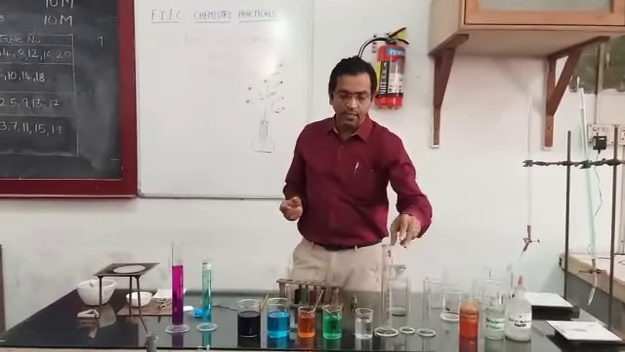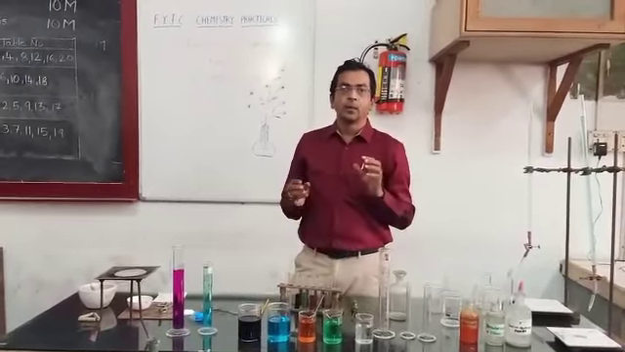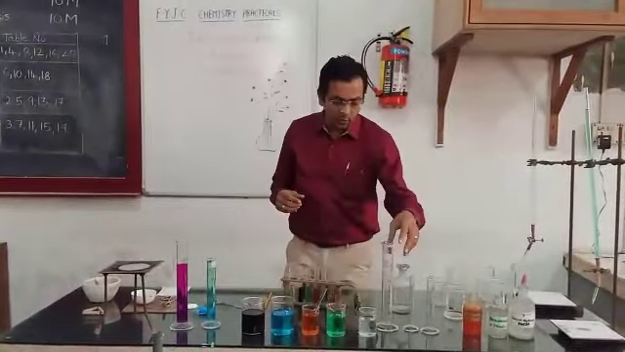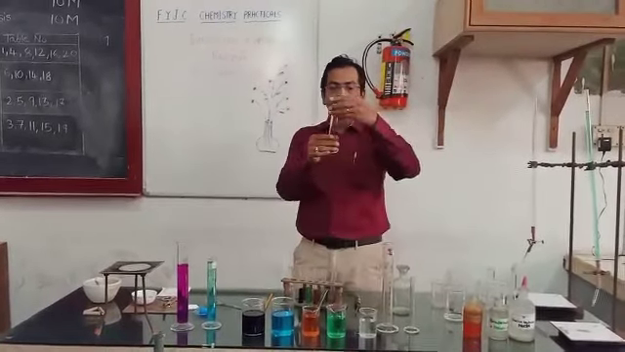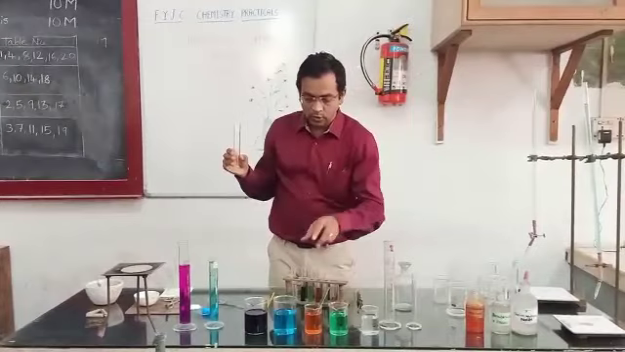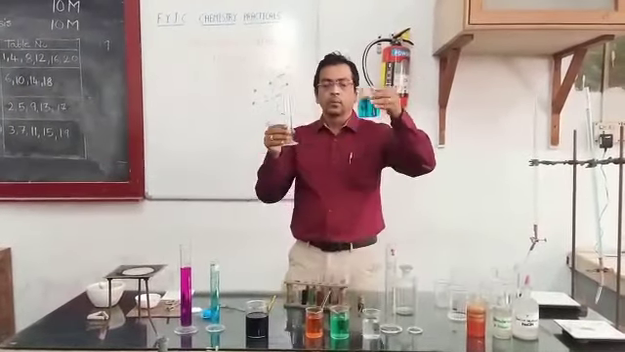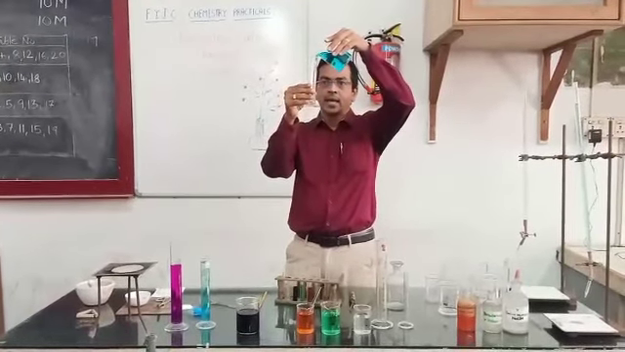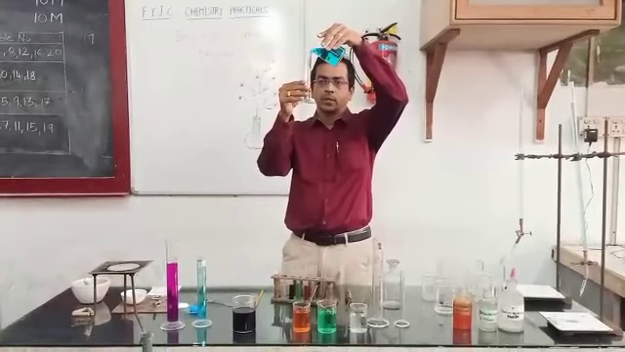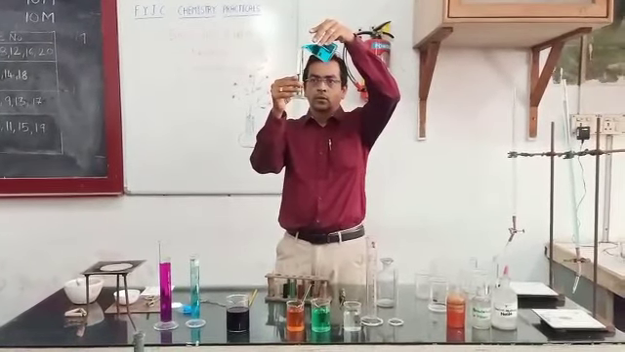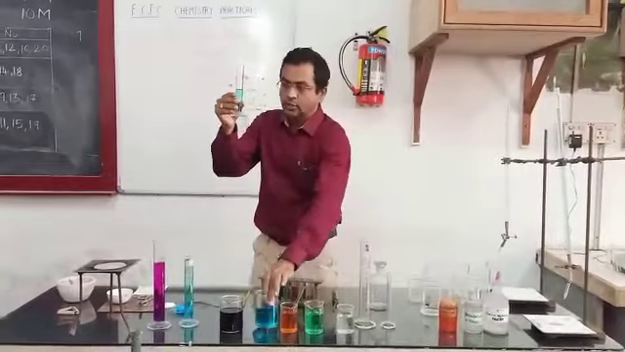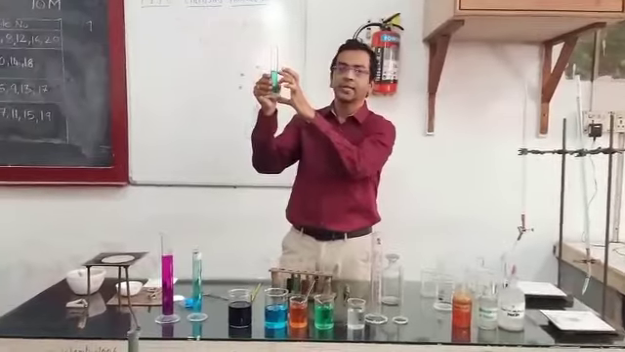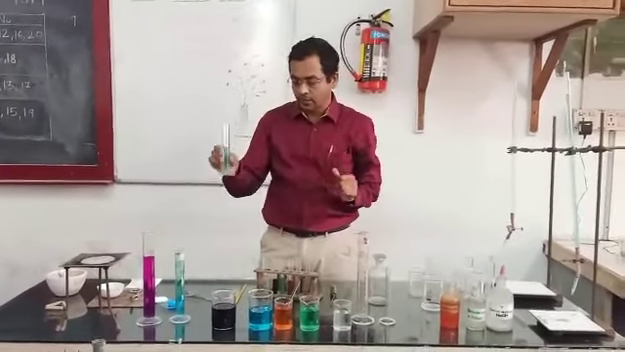The use of a cylinder is to measure the proper amount of solution to perform an experiment. For example, suppose I want to measure 20 ml of solution for an experiment. I can pour the 20 ml of solution into a measuring cylinder, and then I can perform the experiment. So I have poured 20 ml of copper sulfate in the measuring cylinder, and I'll use this to perform the experiment.